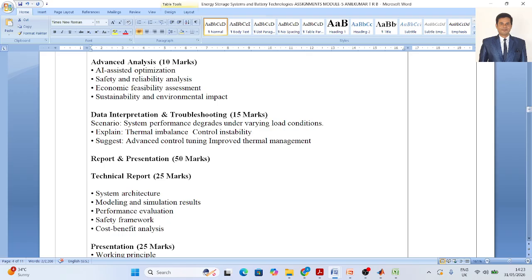Okay, you have to explain more on the thermal imbalance. Why the imbalance is happening, you have to explain that clearly too. And also why the instability is there, which strategies you have applied in the controlling strategies, and why it is having the instability. So you have to see the scenario that system performance is getting degraded under the varying load condition.